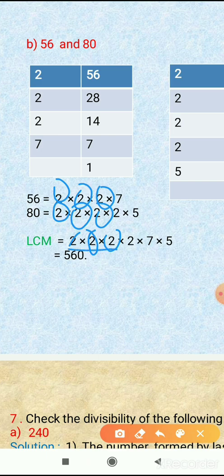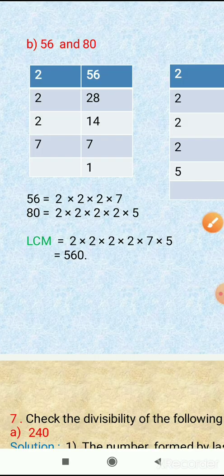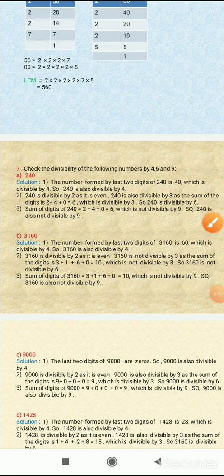Now these are the uncommon factors. So we find the product of common factors and uncommon factors. So we get product 560. So LCM of 56 and 80 is 560. Question number 7 is check the divisibility of the following numbers by 4, 6 and 9.